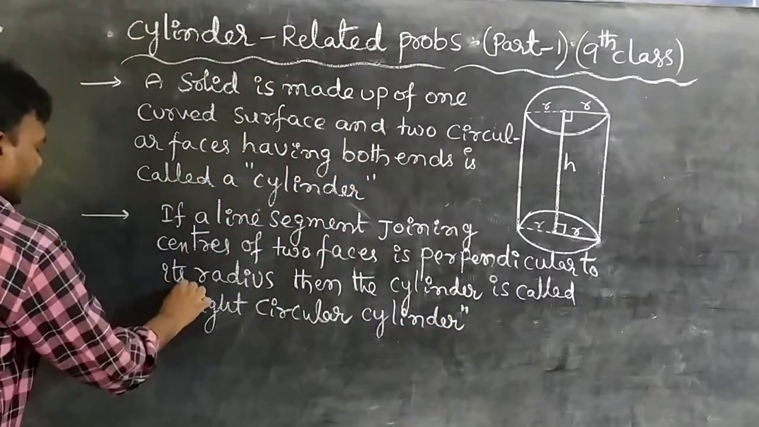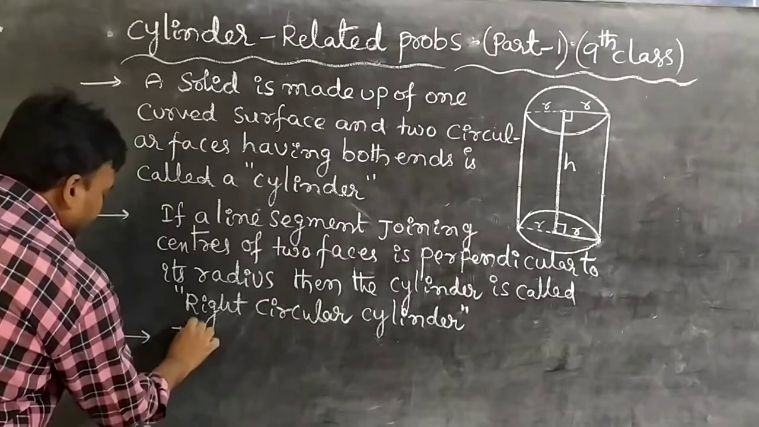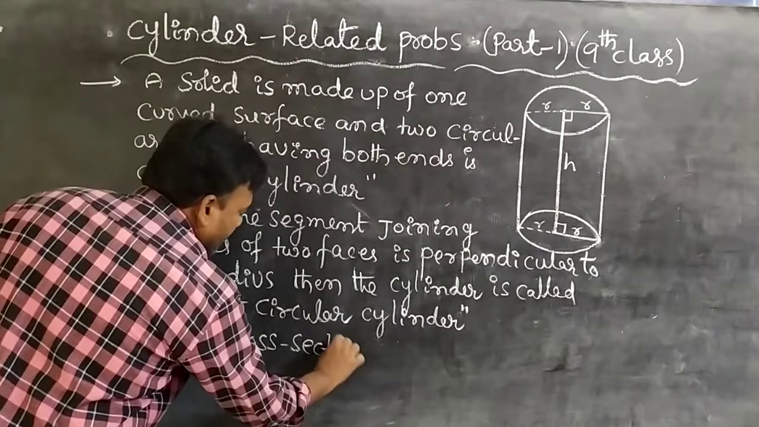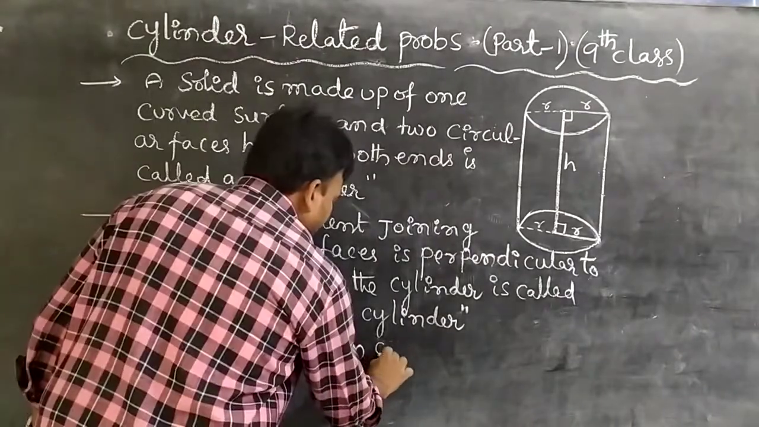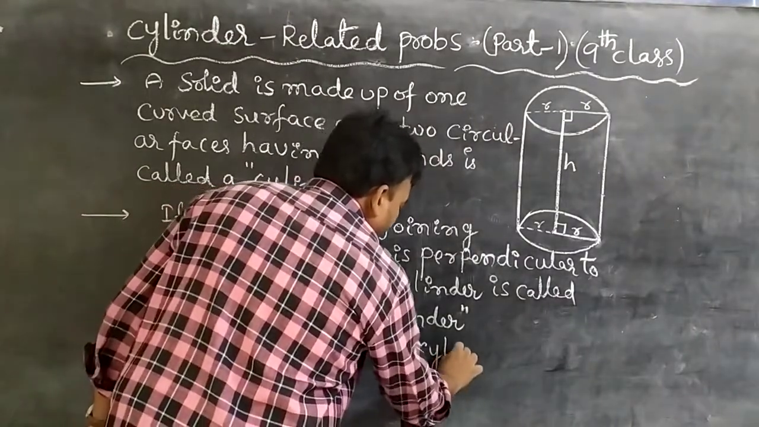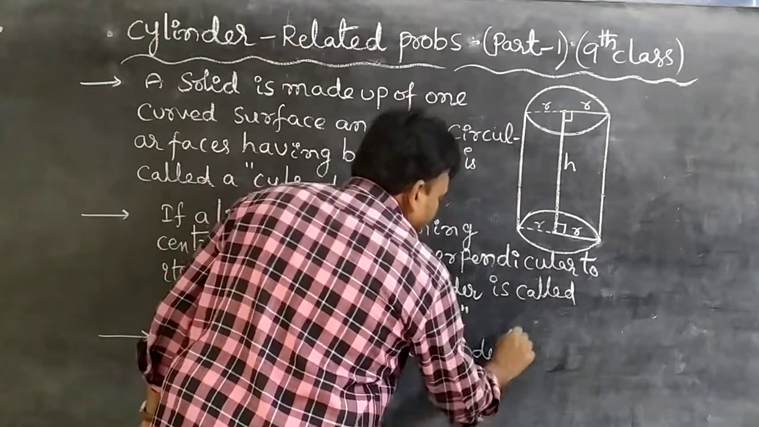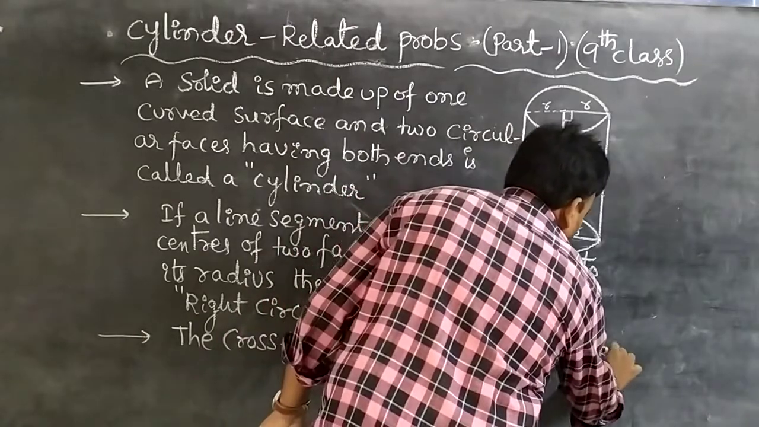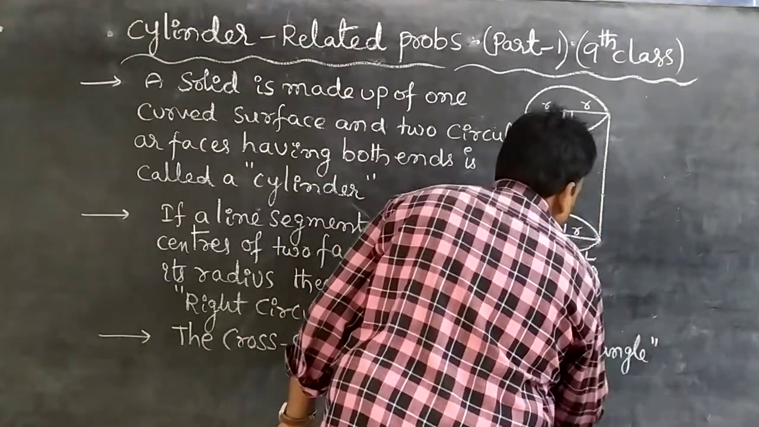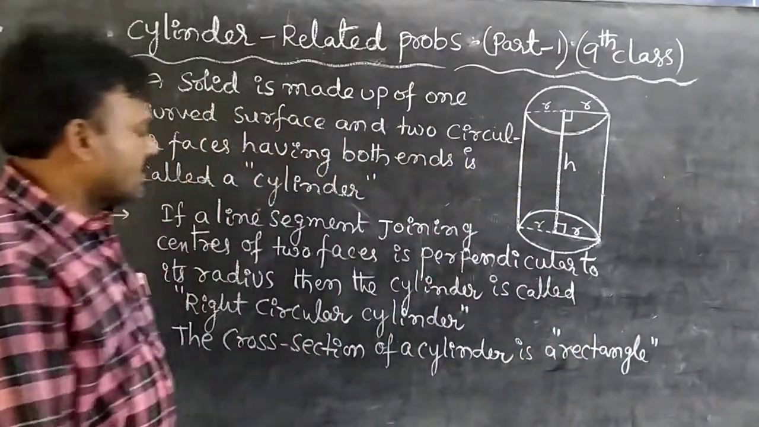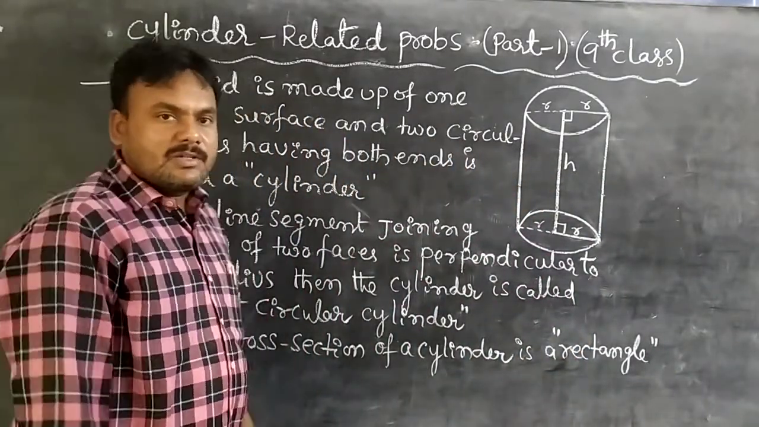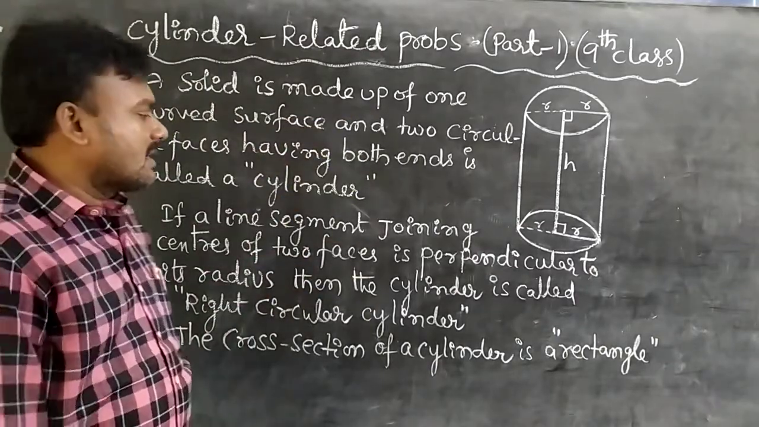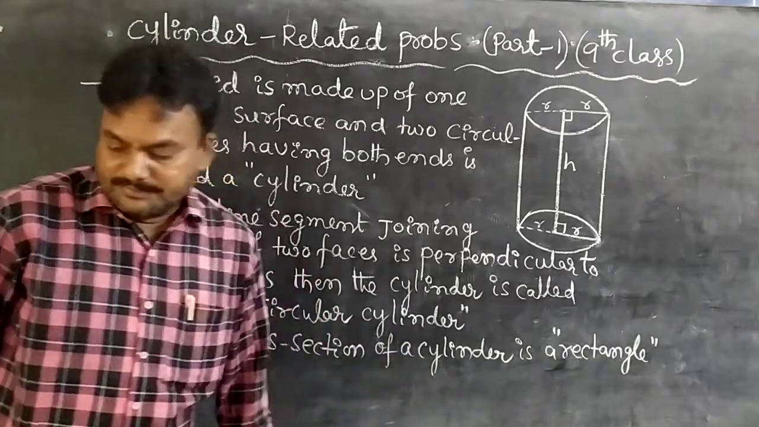Okay, students, let's go for another one. The cross section of a cylinder is a rectangle. Okay, students, this is the information about a cylinder. Then we discuss the formulas.